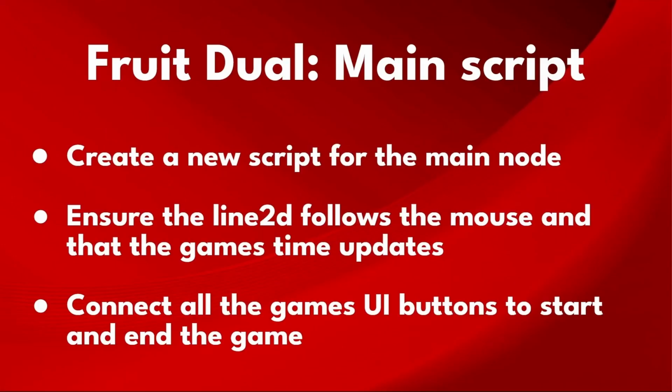All right, in this section, we're going to create the final script for the game. This is going to be the main script. We're going to start off creating the new script and attaching it to the main node. Then we're going to ensure the line 2D follows the mouse and that the game's timer updates correctly. We're also going to connect all the UI buttons to this script that start the game and end it. Now let's go ahead and jump right in.